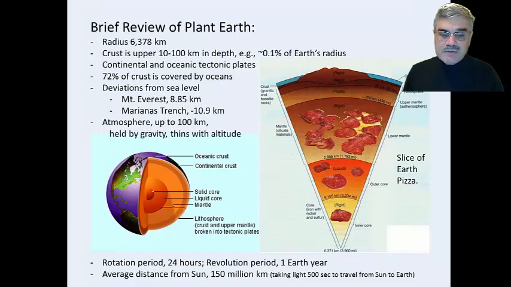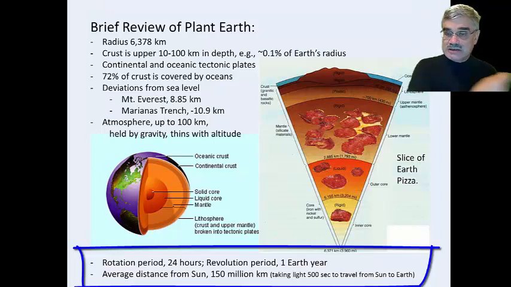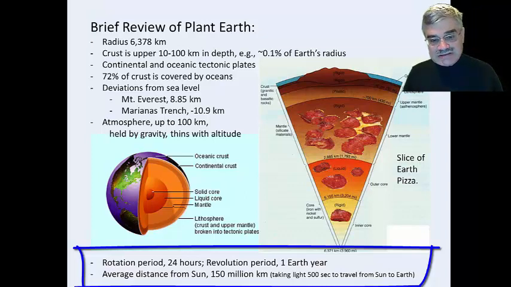Other features of planet Earth are that it rotates on an axis with a period of 24 hours, and of course it revolves around the sun with a period of 1 Earth year. The average distance of the Earth from the sun is 150 million kilometers, and that's a number that's so large that it's hard to have any perspective.